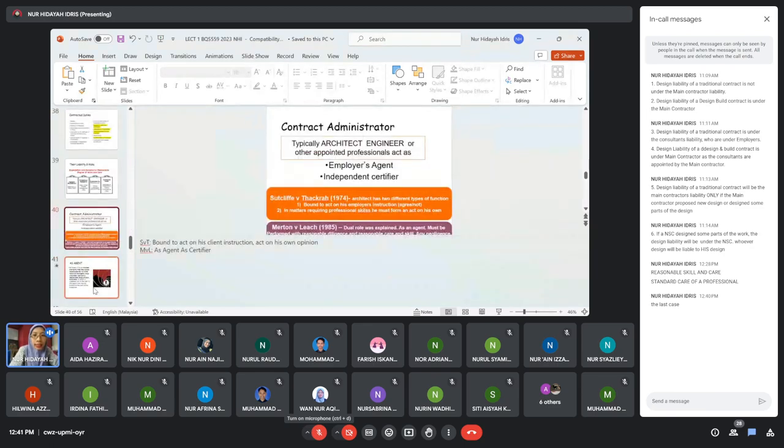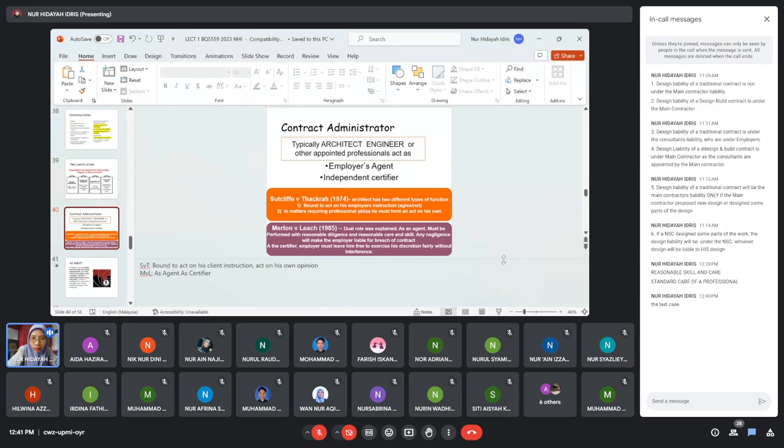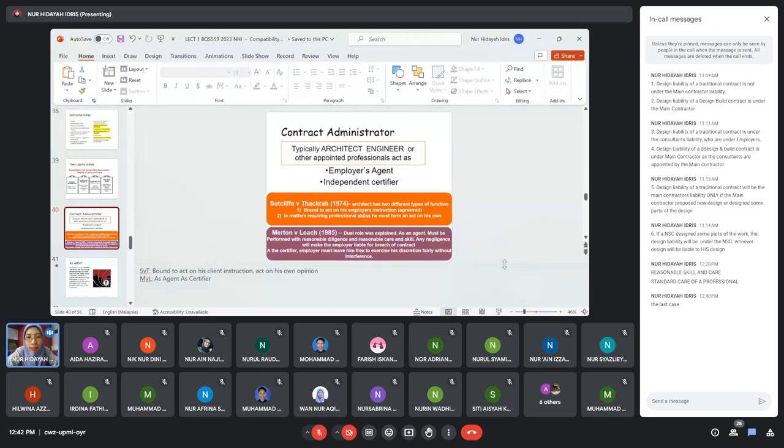Okay, and then kita ada contract administrator. So siapa adalah contract administrator? Typically architect or engineer or other appointed professional. Okay, act as employer's agent or independent certifier. So you have to remember that. Okay, employer's agent ini ataupun contract administrator ini, dia ada dual role.